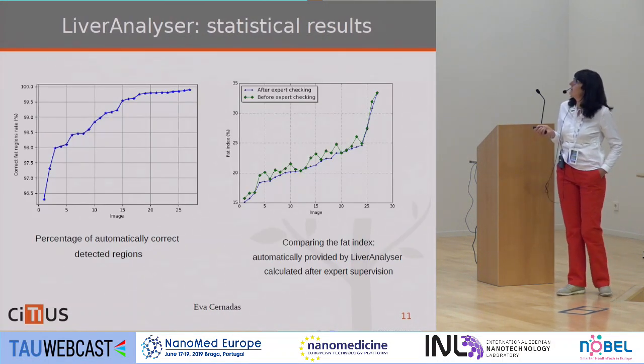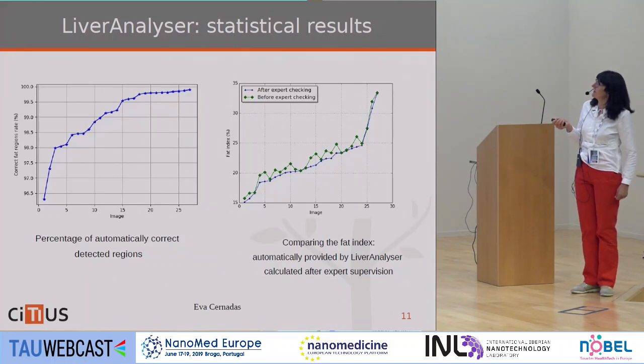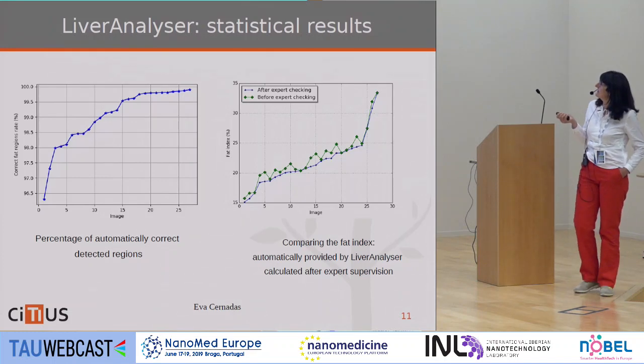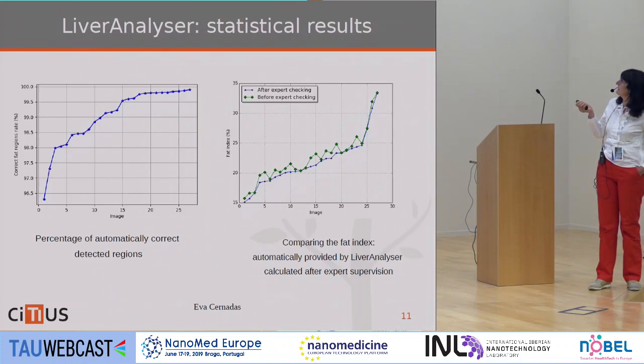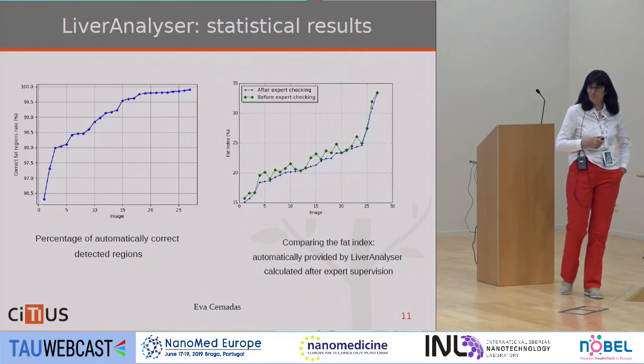And for liver analyzer, here we can quantify the number of fat regions which are correctly detected, which is higher than 97%. And here is the difference in fat index calculated after expert supervision, the blue line, and before expert supervision, automatically, the green line. And we can see that the difference is very narrow.